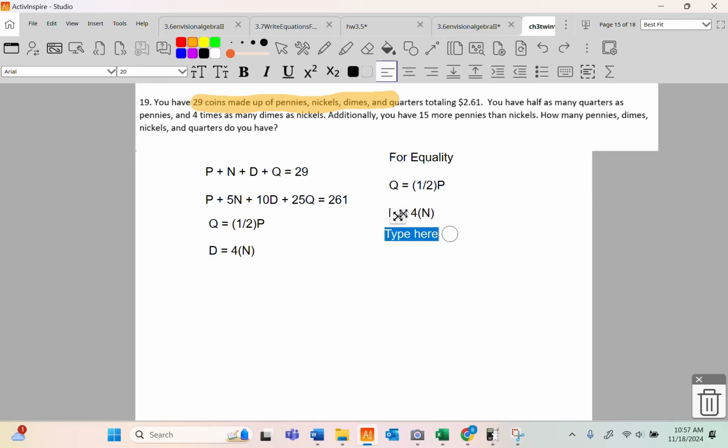Again, it's about equality. You have 15 more pennies than nickels. So pennies is nickels minus 15. No, that's not right. Nickels plus 15. Sorry, the class next door's got me, and I just got really tired for some reason. But if I had 5 nickels, I'd have to have 20 pennies. So this equation makes sense.